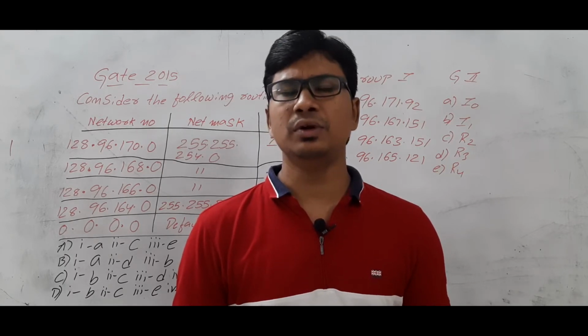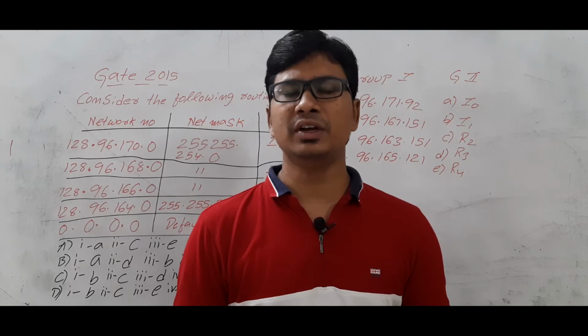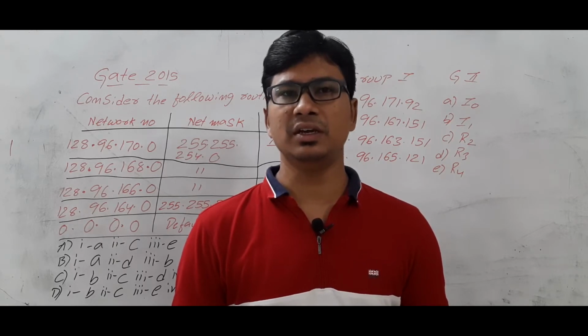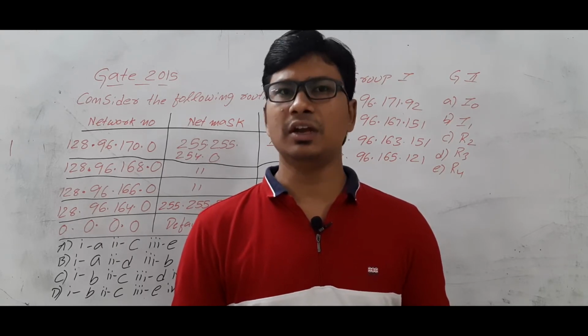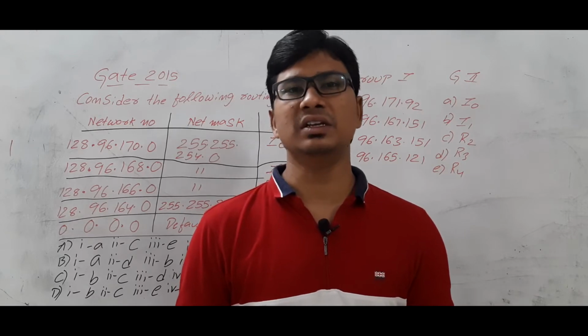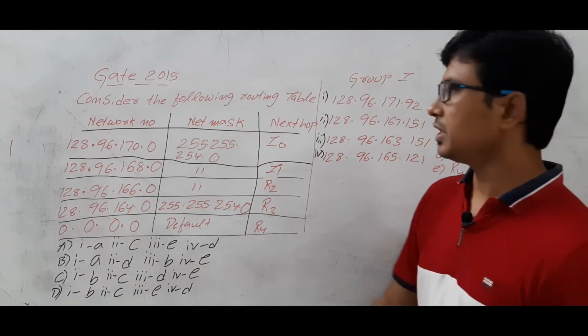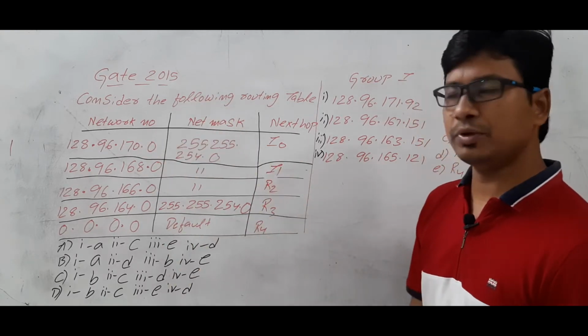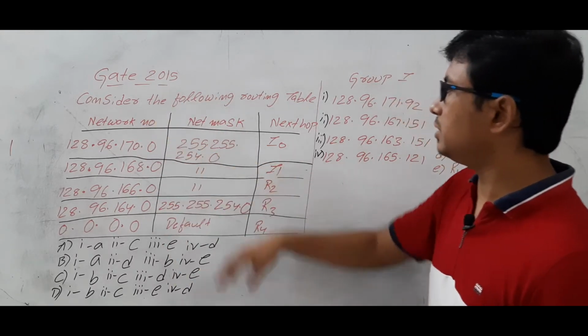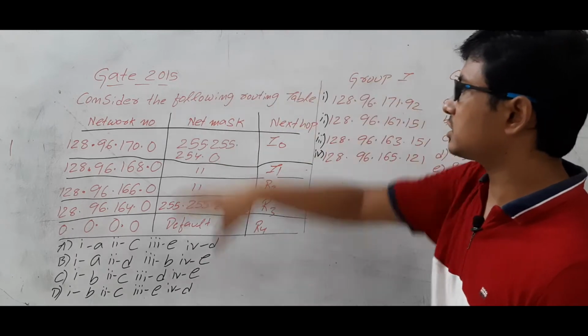In this video, I want to discuss one of the GATE questions which came in the year 2015. First, let me read out the question, then we will discuss it. Consider the following routing table. It consists of three attributes: one is the network number, network mask, and next hop.